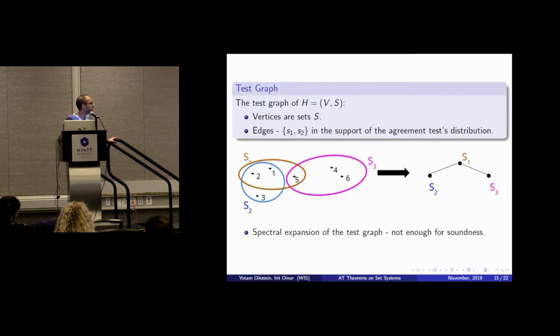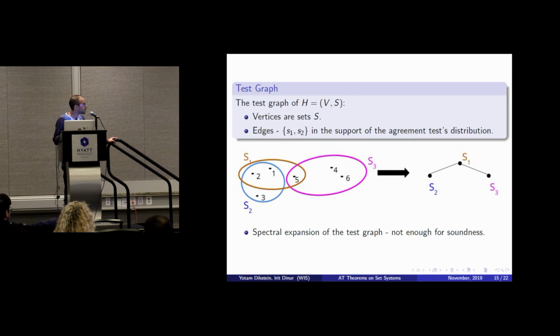So let me, in the next few slides, just demystify a bit what I mean by local spectral properties. There's a very basic notion in testing called the test graph. And in our context, the test graph of some set system with an agreement test is just a graph whose vertices are the sets in our set system. And I draw an edge between a pair of vertices if I can ask about them in my agreement test distribution. So in our example from before, we have 3 sets that correspond to the 3 vertices. And since I can sample S1 and S2 or S1 and S3, I draw edges between the appropriate vertices.